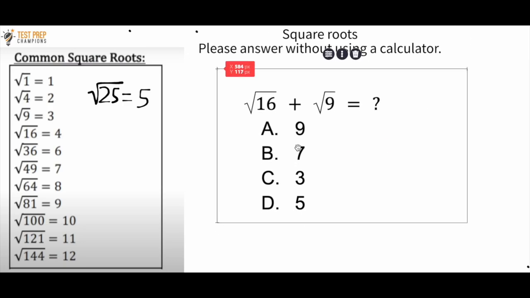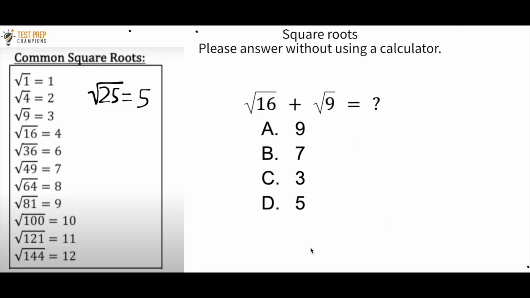So here's an example for you to try. The square root of 16 plus the square root of 9, does it equal A, B, C, or D? I'd like you to try this without using a calculator. You can use this common square roots list if you need to, but keep in mind that you'll have to know these by memory for the test. This won't be given to you. Let me give you a chance now to pause the video, try to figure this out, and whenever you're ready, we'll go over the answer.